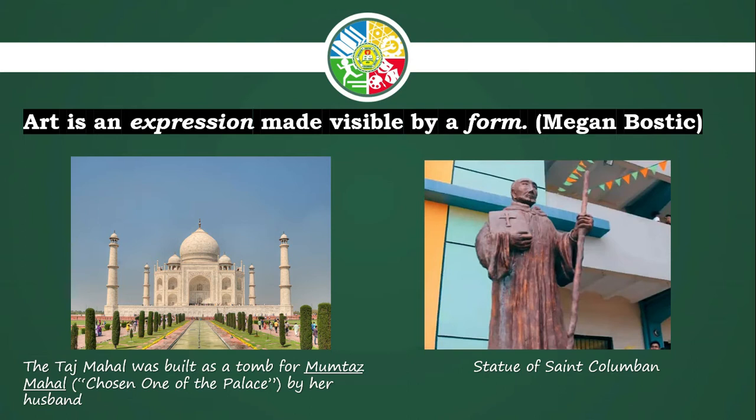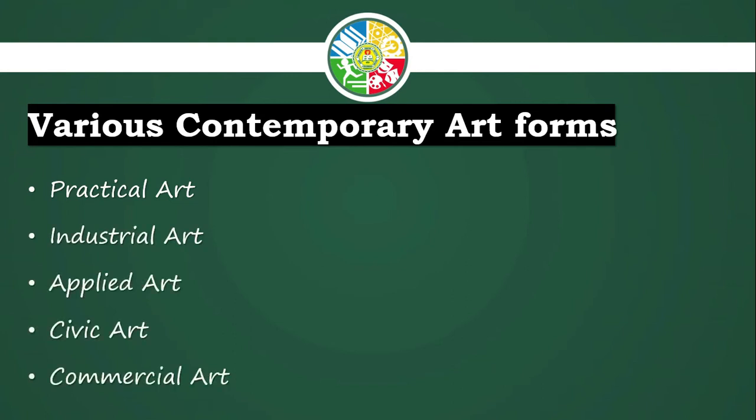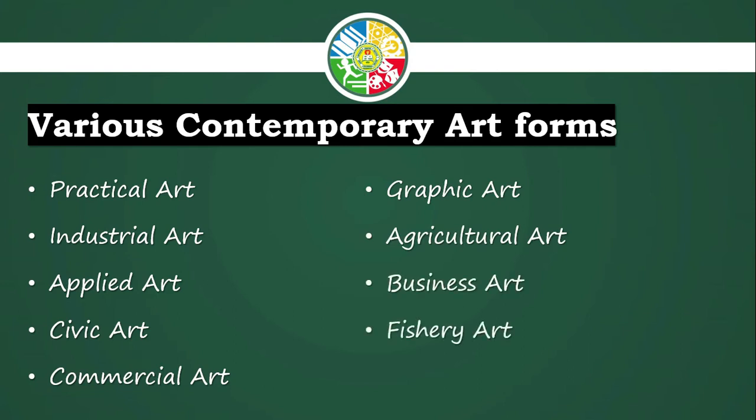Art is an expression made visible by a form. But in this subject, we will not combine them. We will be separating art expression and artistic form. We already discussed artistic expression in our previous lesson. This time, we'll be focusing more on artistic form. The following are the various contemporary art forms: practical art, industrial art, applied art, civic art, commercial art, graphic art, agricultural art, business art, fishery art, and medical art.